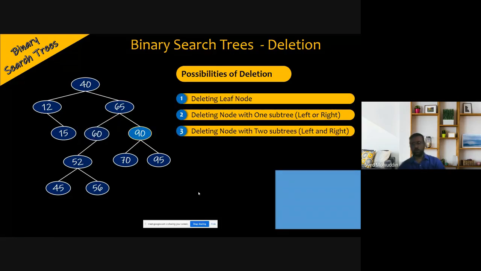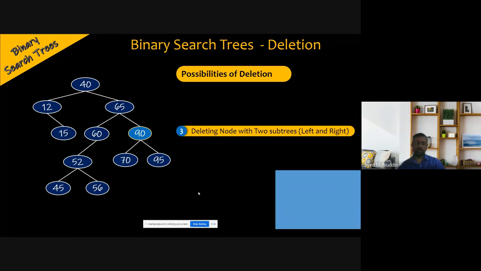Now, the most difficult part of the scenario is deleting a node with two subtrees, that is left and right subtrees. Let us consider this node 90. Node 90 has node 70 and node 95. Now here, if you observe, nodes 70 and 95 don't have their children. They are the leaf nodes. So this is one scenario.